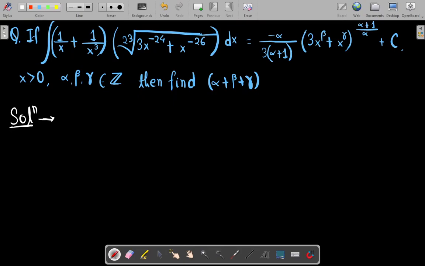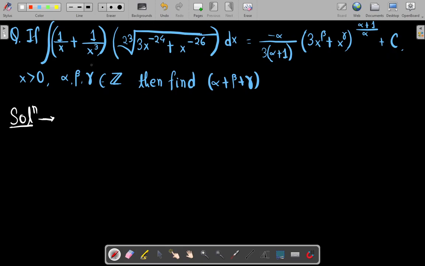Hello everyone. We are given a very clumsy looking integral here. The integral is the product of 1 by x plus 1 by x cube times the 23rd root of 3x raised to the power minus 24 plus x raised to the power minus 26, whole dx.